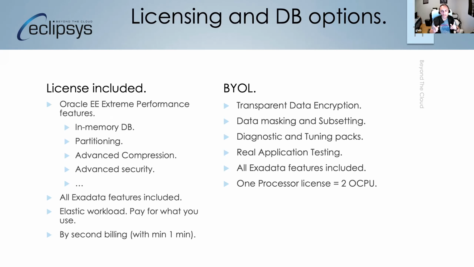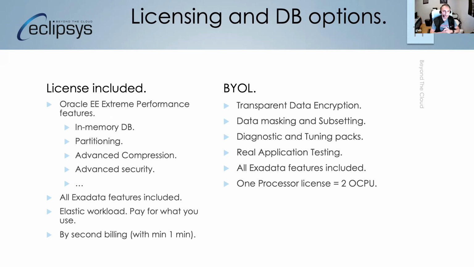A couple of different options: license included versus bring your own license. With license included, you are getting all Oracle Enterprise Edition extreme performance features: in-memory database, partitioning, advanced compression, advanced security, and all Oracle Enterprise Edition options are included. All packs like tuning packs and everything else. And of course, you are getting all Exadata features included.